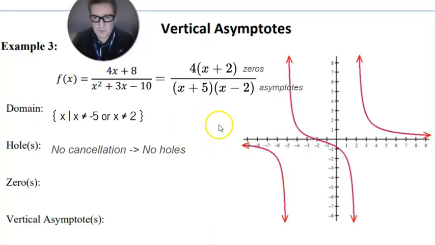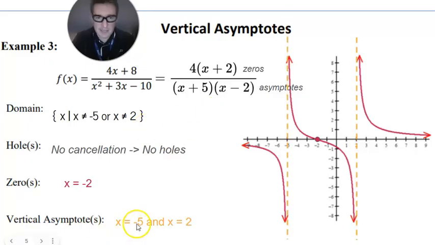Where are there zeros? Looking at the graph, I can see that there's an intersect here at -2. Looking at the numerator, I see that -2 plus 2 would equal 0. So our 0 happens at x equals -2, right here where the graph crosses the x-axis. Vertical asymptotes, those are going to be in the denominator, basically aligning with our domain. I can see here that x equals -5 and x equals 2 are the asymptotes clearly here on the graph.